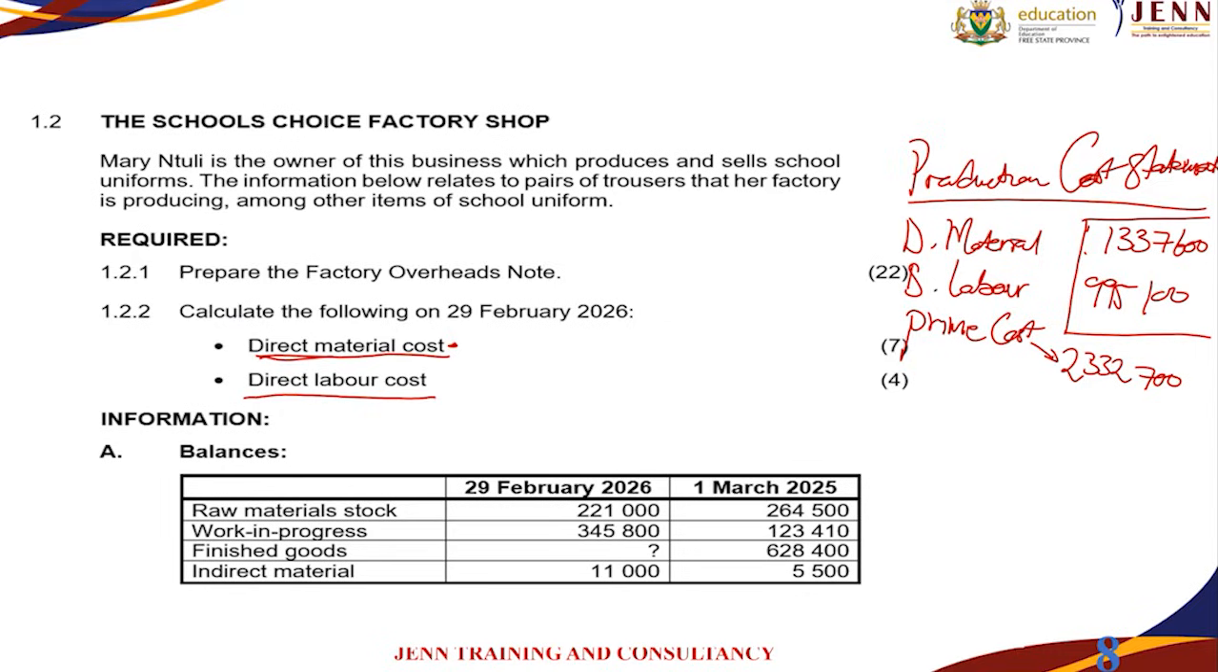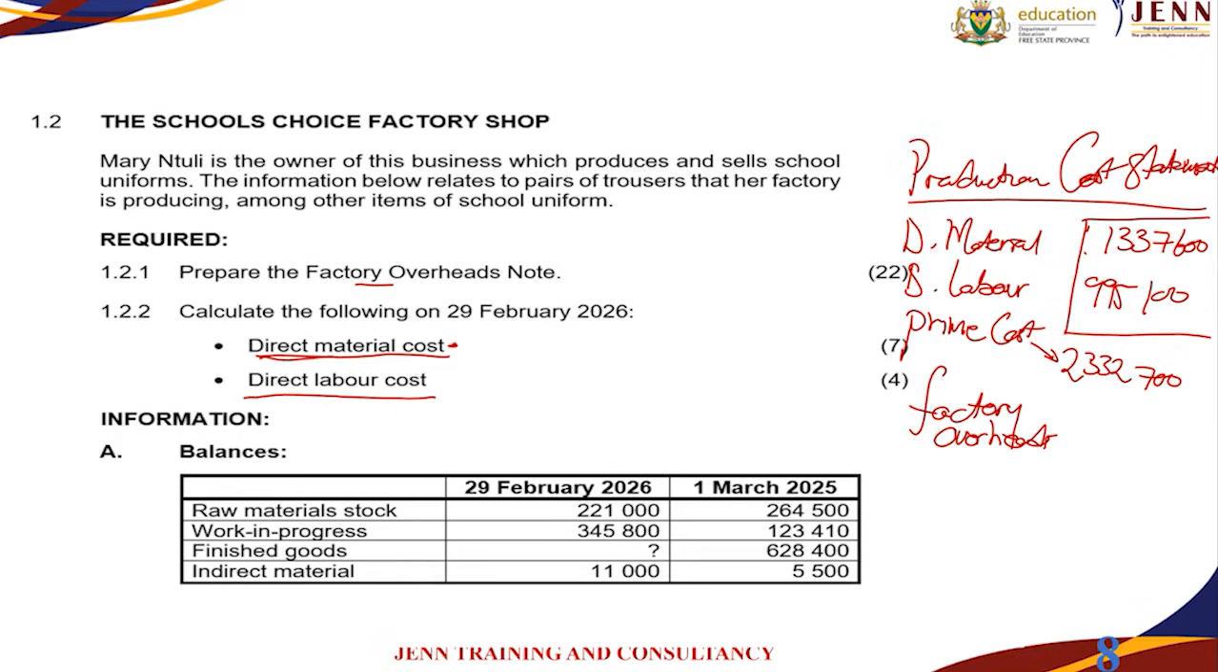It will be factory overheads. But remember, this is the one that we are going to calculate above. So once we got the amount, remember that amount must also be substituted there. But when we do the factory overhead, I want us to start again from information A.